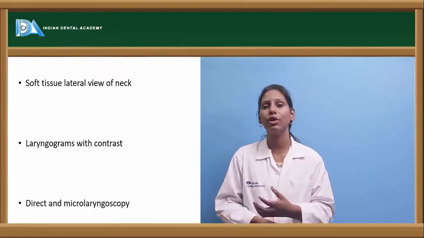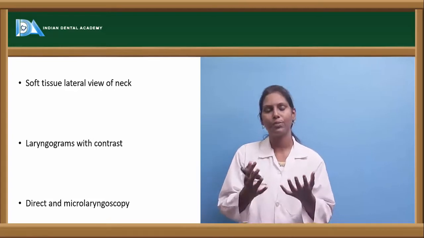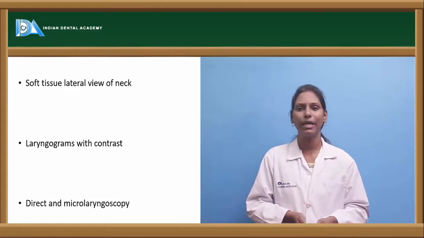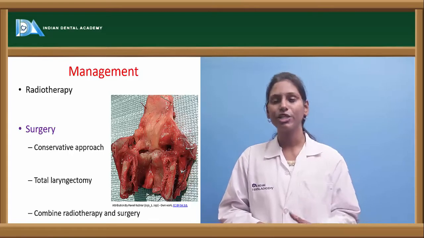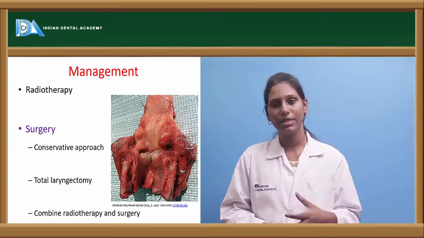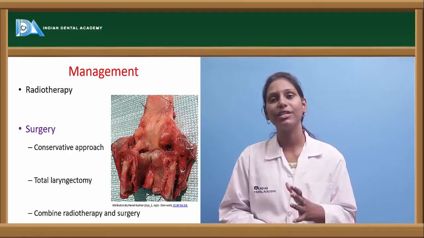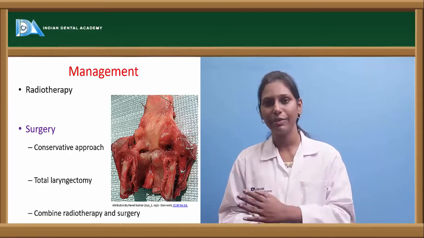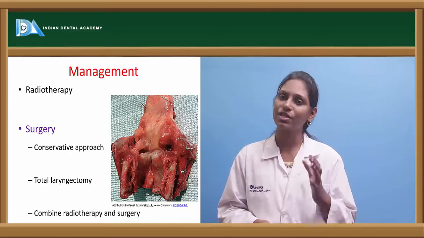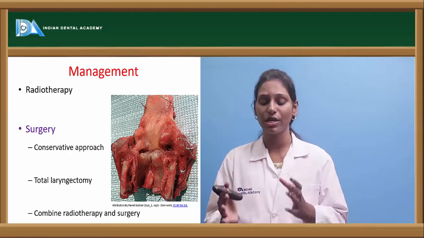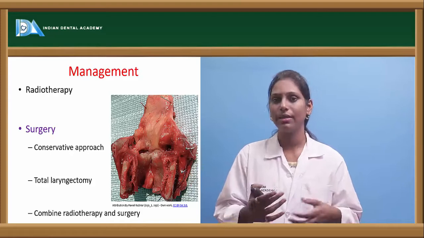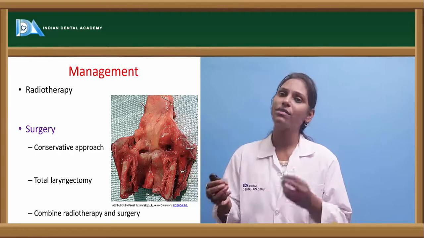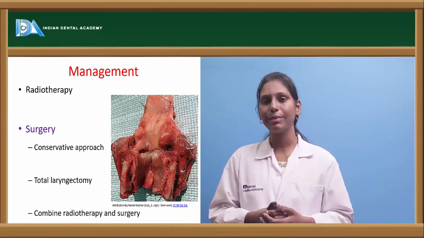Now the soft tissue lateral view of the neck will help in identifying any lump or mass, laryngograms with contrast will help for better diagnosis, and direct or microlaryngoscopy can also be done. Coming to management, we can go for radiotherapy or surgery depending upon the size of the lesion. If the lesion is very large and surgical excision cannot be done completely, we go ahead with radiotherapy first so the lesion shrinks. Then we can do surgery so that the surgical defect would not be very large. Also in cases where surgery is inaccessible, or the lesion is near blood vessels or nerves, we can go with radiotherapy as the treatment of choice.